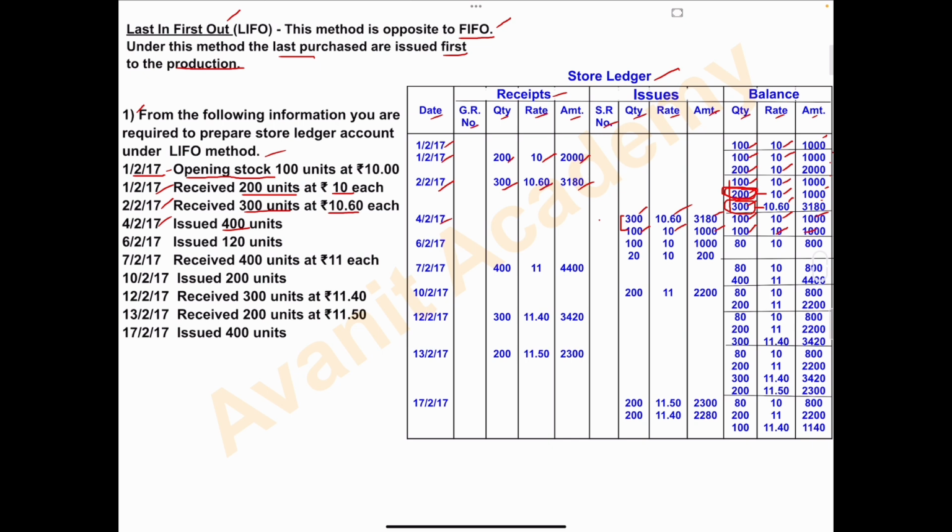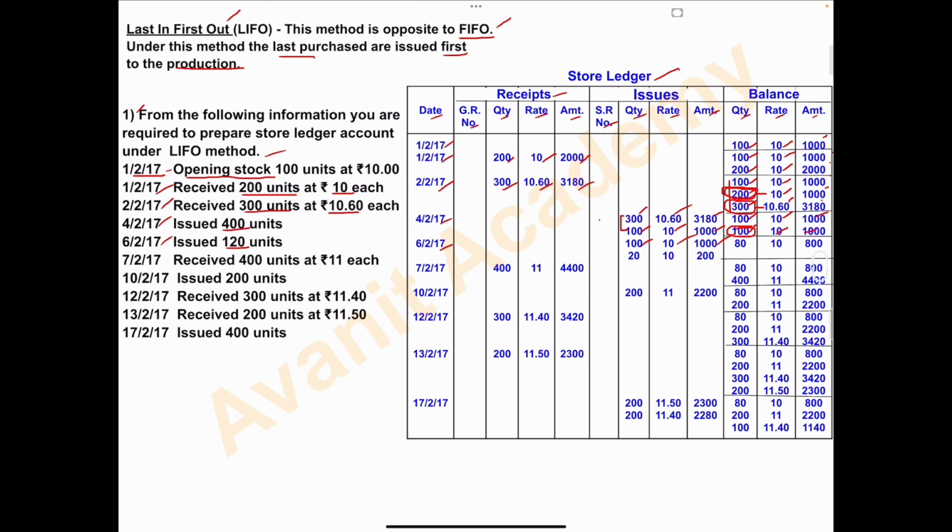Next, on 6th February, issued 120 units. Write date 6th February, receipts column nil. Latest purchase is this one. So take the issues column 110 and the total amount is 1000.